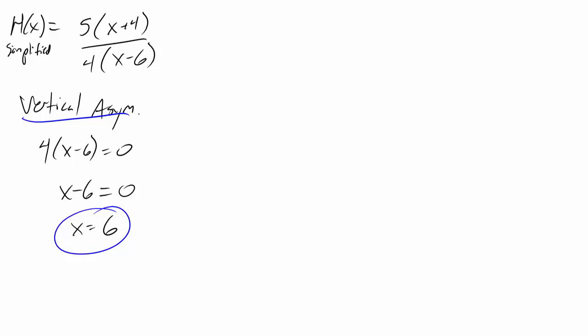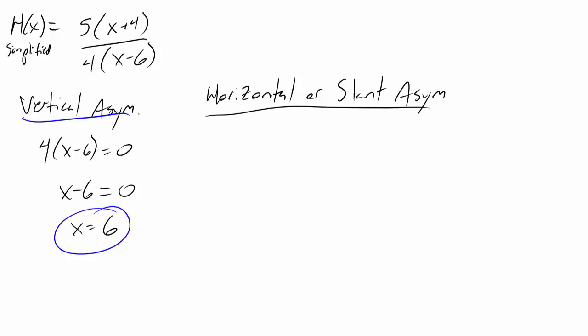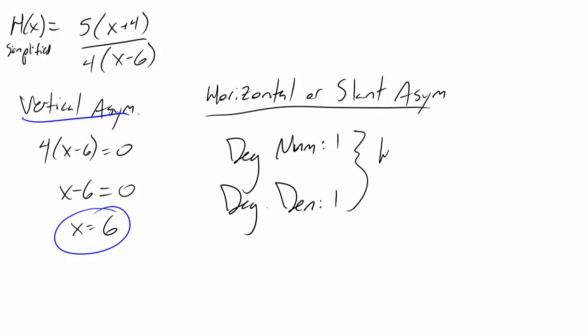Alright, next up we're going to look to see if we have any horizontal or slant asymptotes. And to do that, we're going to examine the degree of both the top and the bottom of our simplified rational function here. So the degree of our numerator is 1, as is the degree of our denominator. So that tells us that we've got a horizontal asymptote.